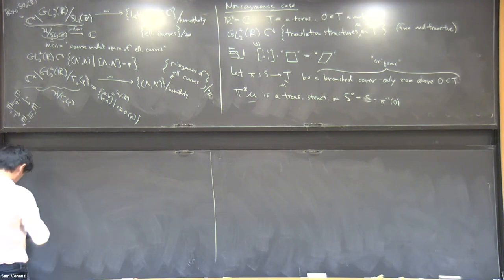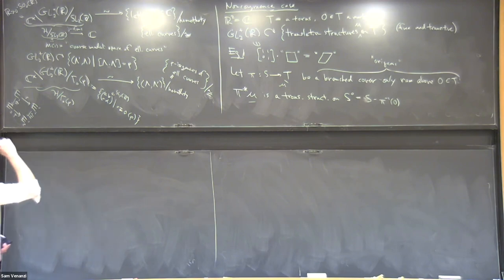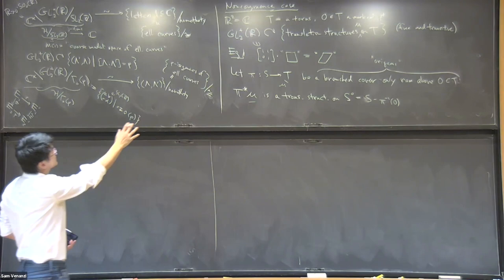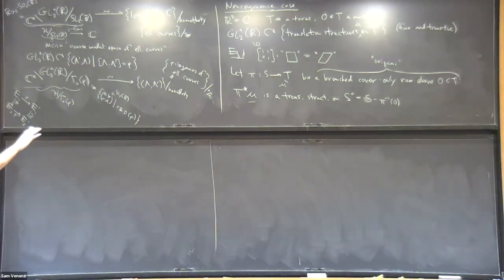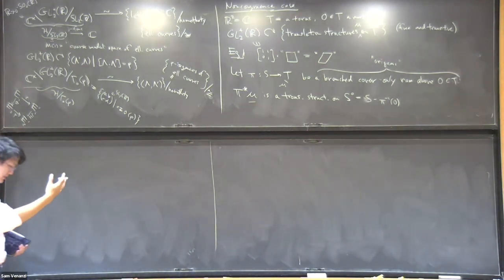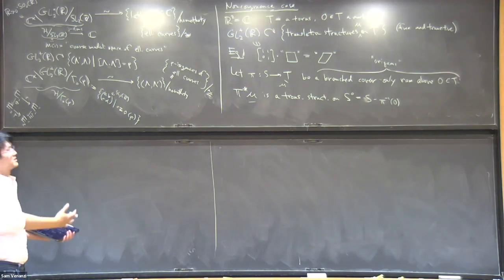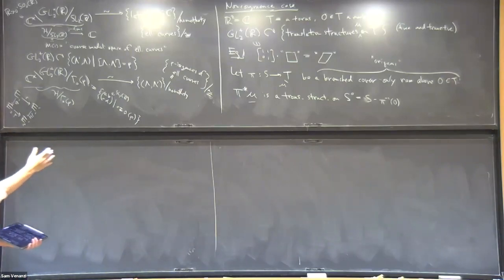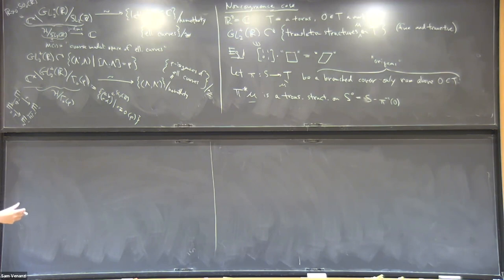Okay, so at this point, you have this action of GL2 plus R. How does GL2 plus R actually act on the set of translation structures? Well, given a translation structure, which is just this maximal atlas, you can twist all of the charts by the action of some matrix in GL2 plus R, right? So if you post-compose every chart, which takes values in R squared, with some matrix in GL2 plus R, you get another translation structure. This is relatively easy to check.